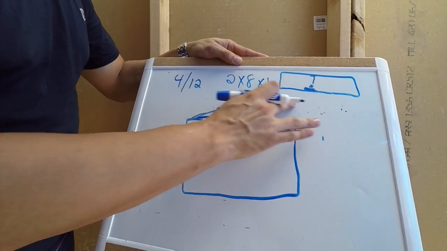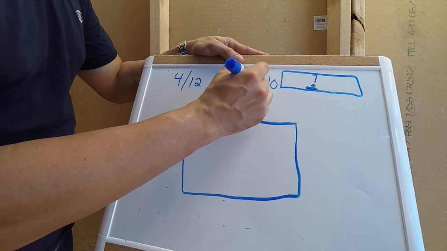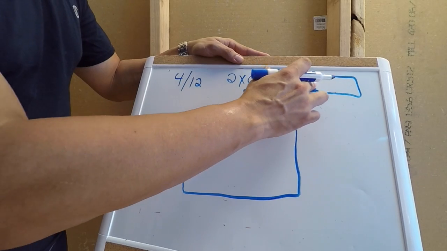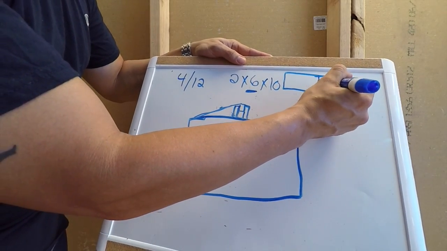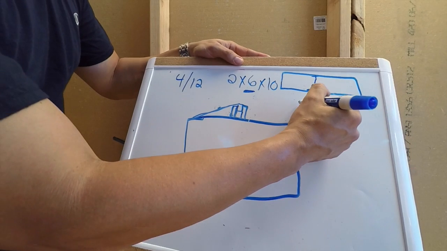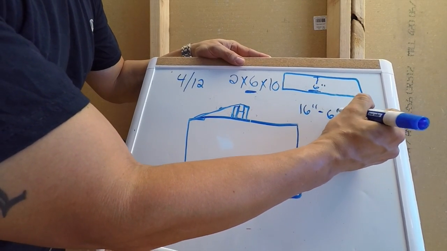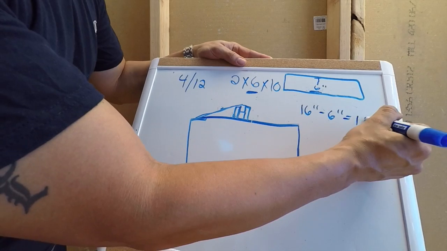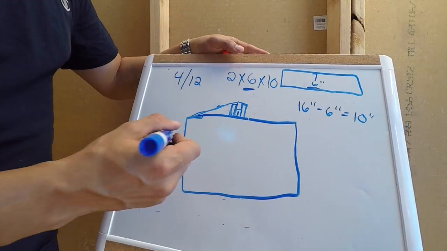Same exact thing as if you were doing a 2x6 by 10. You know that this right here is 6 inches. 16-inch rise minus 6 inches is going to leave you with 10 inches. This board has to be a 10-inch support.